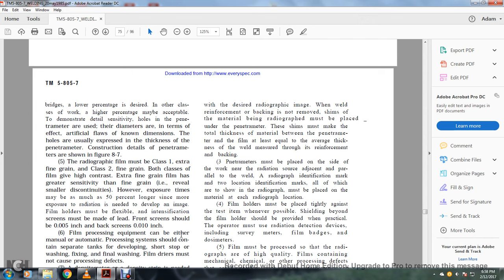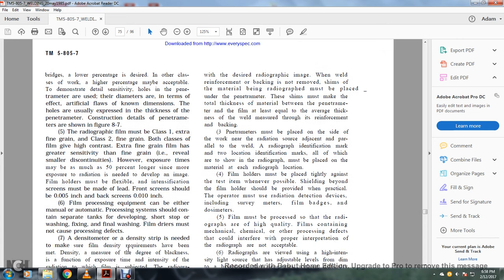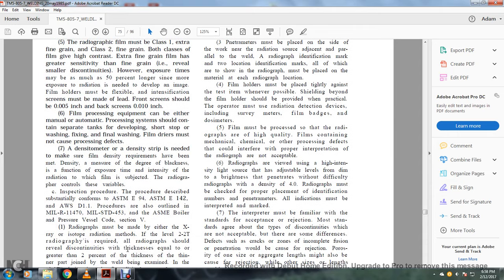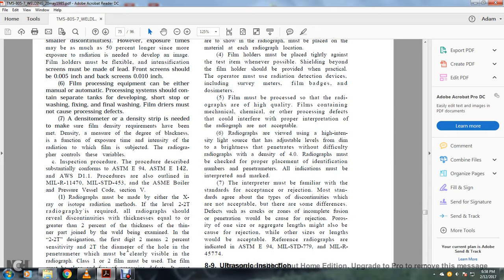Film processing equipment can be either a manual or automatic processing system. It should contain separate tanks for developing, stop bath, washing, fixing, and final drying, and must not cause processing defects. So a densitometer with a density strip is needed to meet the film density requirements. Density is the measure of the degree of blackness, a function of exposure time and the intensity of the radiation, so the film is subject to radiographic control of these variables.